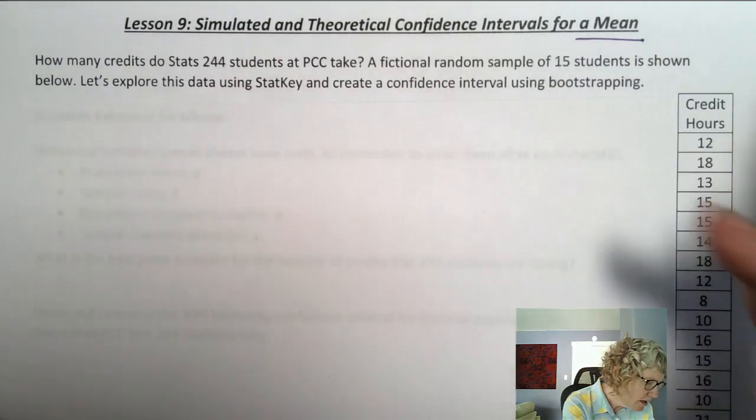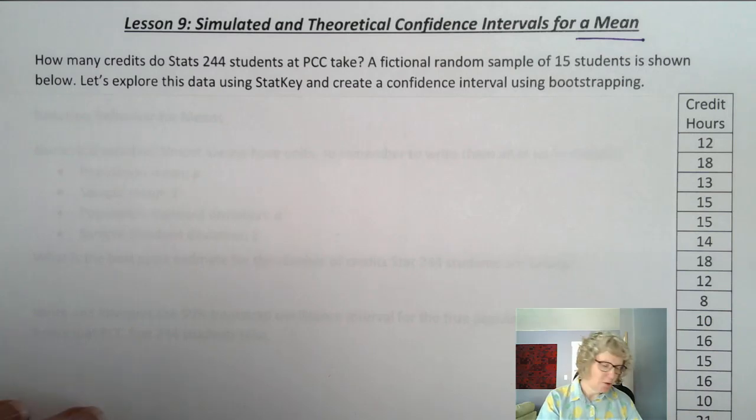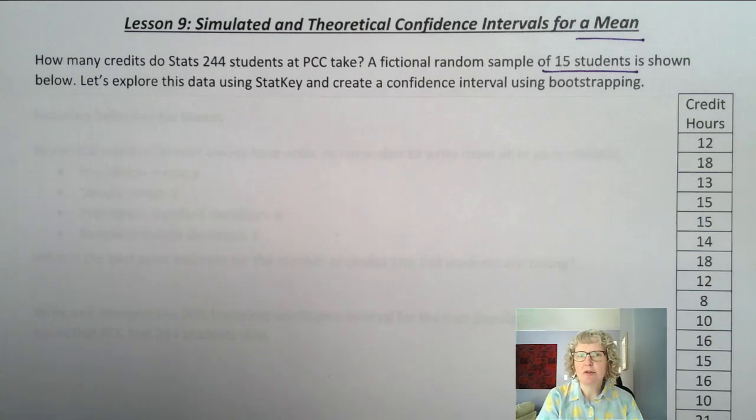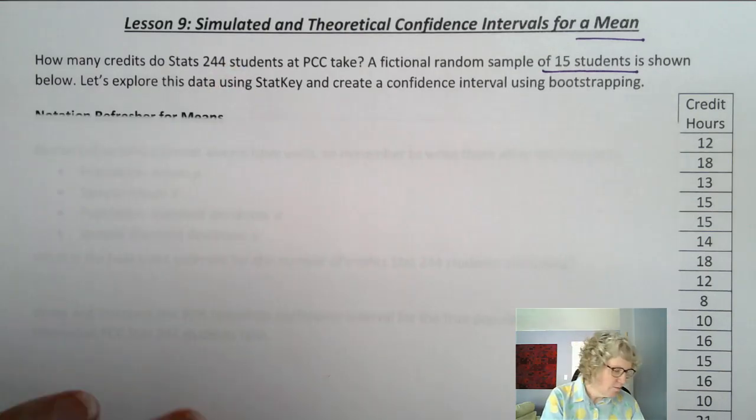All right, so let's say we're interested in how many credits Stat 244 students take at PCC. So I have a random sample. It is a fake random sample of 15 students. Now we'll get to do a sample of our class as well, whether you're online or in person. We will do that. But this is just a made up random sample for right now. Let's explore with this data in StatKey, and then we're going to create a confidence interval using bootstrapping.